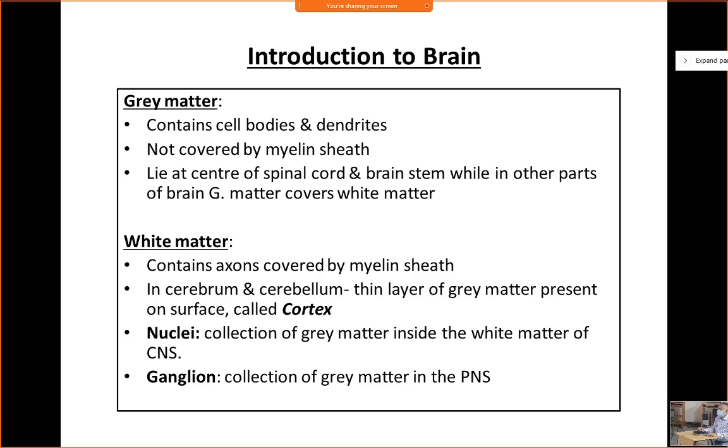Nuclei are nothing but collections of gray matter, meaning cell bodies and dendrites, inside the white matter of the CNS. When it is inside the CNS, a collection of gray matter is called nuclei. But the same thing, when it is in the PNS, we call a ganglion. That is why we have the spinal ganglion, the dorsal root ganglia of the spinal cord.